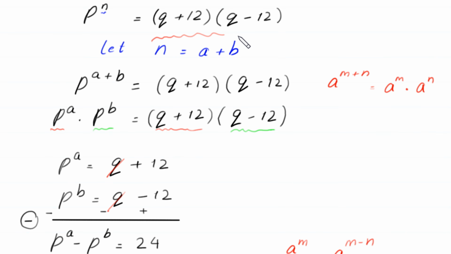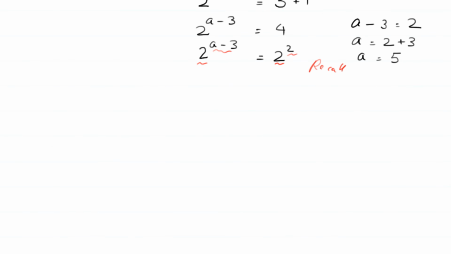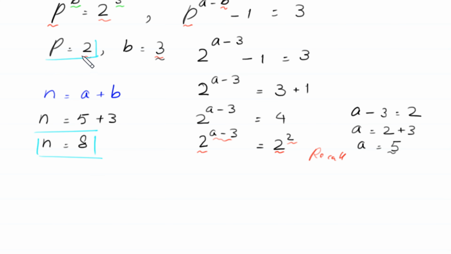Now recall that we have supposed that n is equal to a plus b. So n will be equal to, value of a is 5 plus value of b is 3. So n is equal to 8. Now we have value of n 8 and value of p 2.